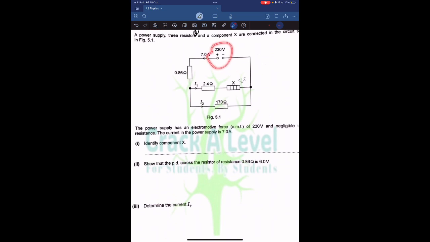There is a power supply and there is a 7 amp current. There are 4 resistors, and 3 of them are connected in parallel and one is here. Okay, what is it asking?